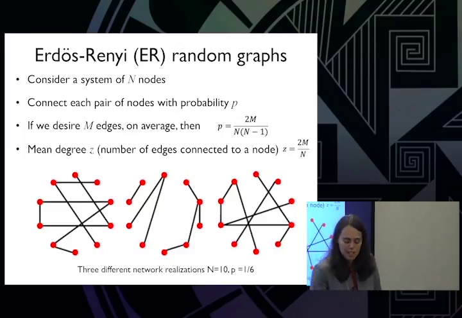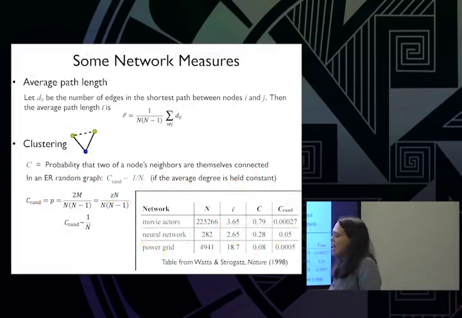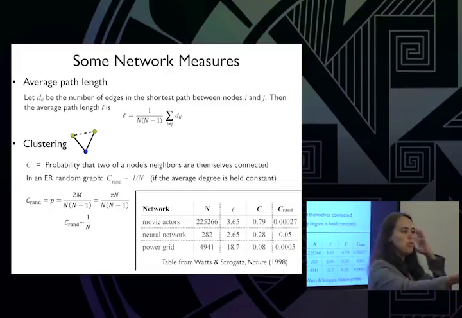So I do that for every single pair. I calculate, well, what's the average of that? And that gives me my average path length. I could also keep all of those values and get the distribution of path lengths.